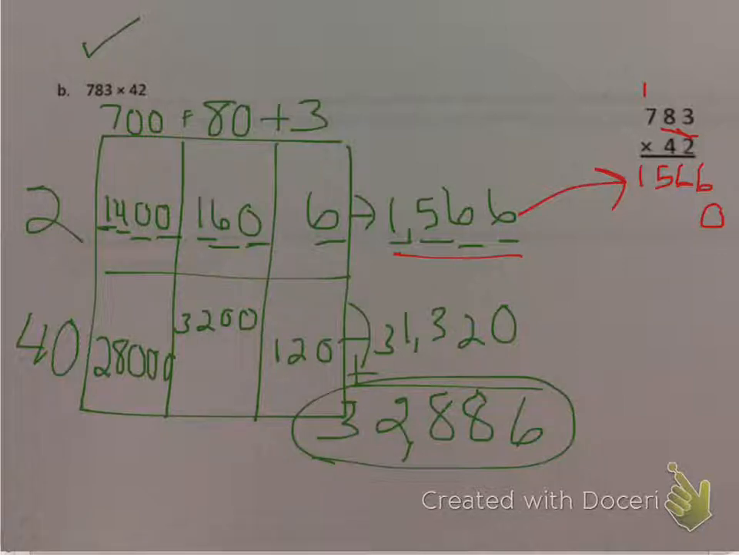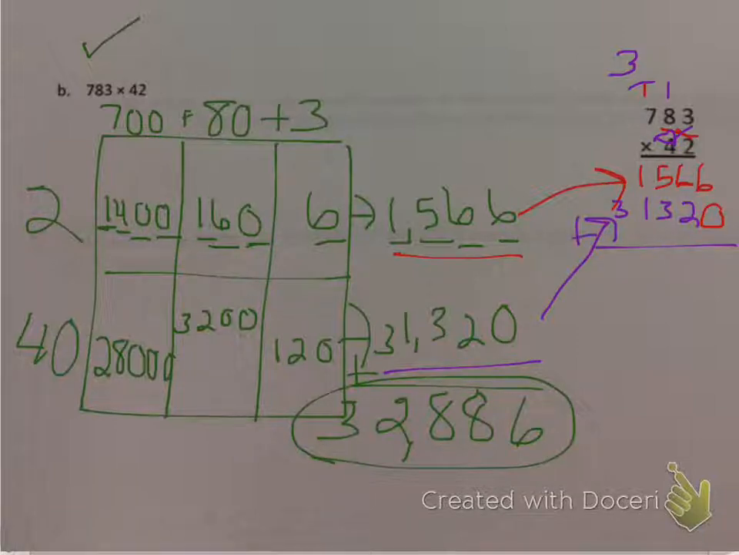4 times 3 is 12. Switch colors. 4 times 3 is 12. 4 times 8 is 32, plus 1 is 33. And then 4 times 7 is 28, plus 3 is 31. Okay, and that should match my partial product over here, and it does. So I'm going to draw my arrow.